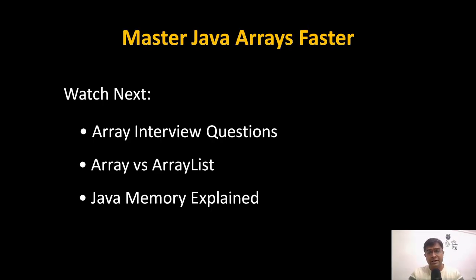So remember this: array variables don't store the values, they store the references. Understanding this one concept can save you from many programming bugs in Java or any other programming language. It's really very important to know this, right?